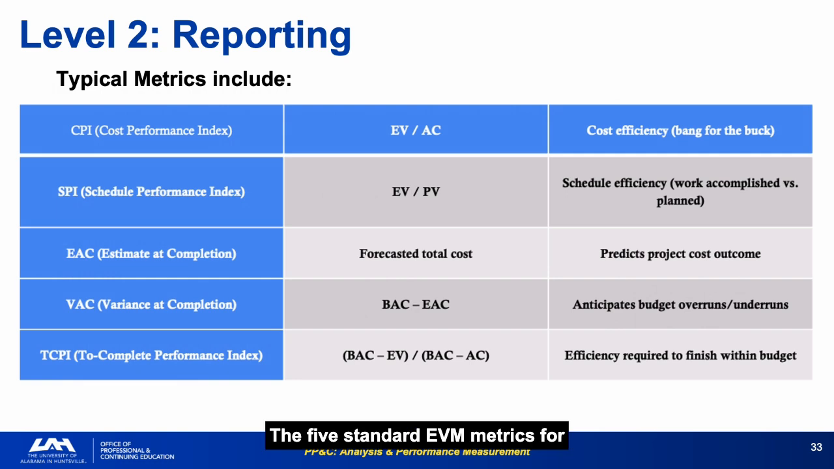The 5 standard EVM metrics for reporting, CPI, SPI, EAC, VC, TCPI, with their formulas and plain English descriptions. These metrics are the common language of government program performance. If you cannot compute and explain all 5, you are not yet a credible PPNC analyst.